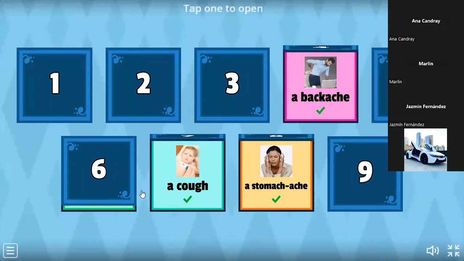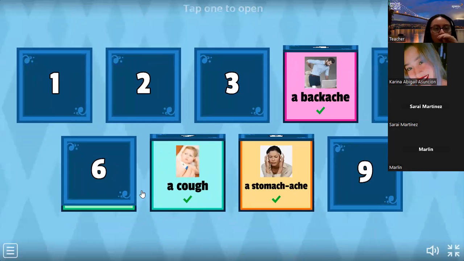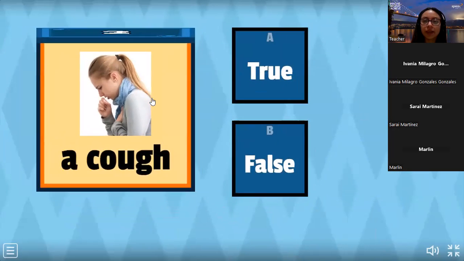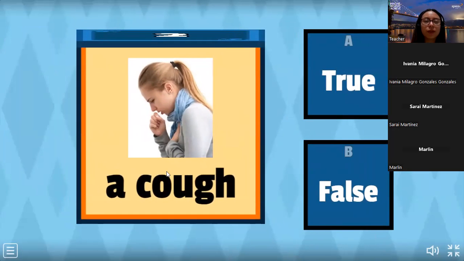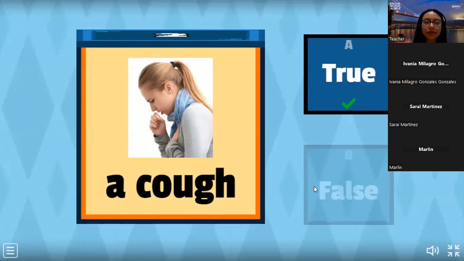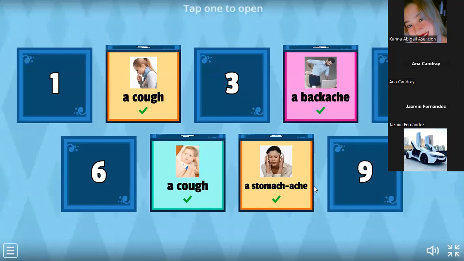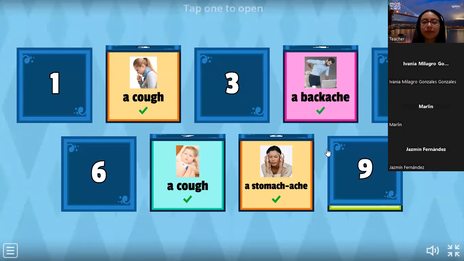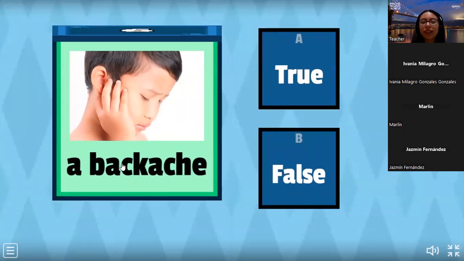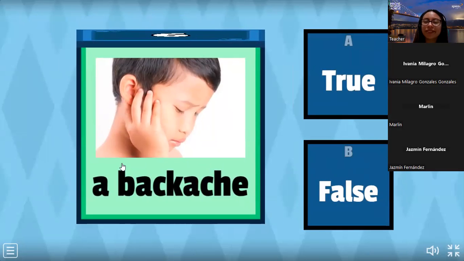Now, let me ask Ivania, which number do you want? Number 2. Very good. So, true or false, Ivania? It's true. True, very good. A cough, right? Now, let's go with Jasmine, what do you think? Which number do you want? 6. Very good. So, true or false? False. False. Very good.